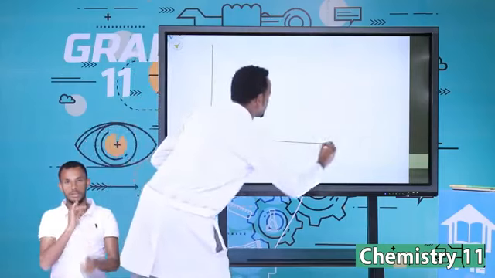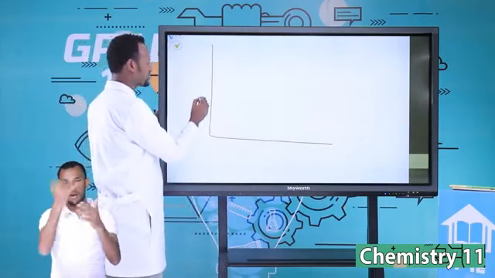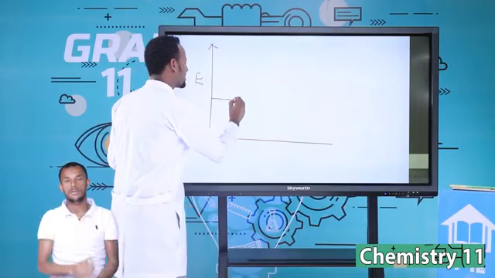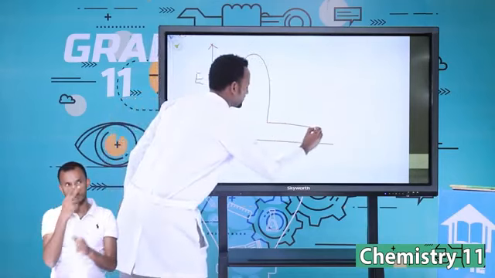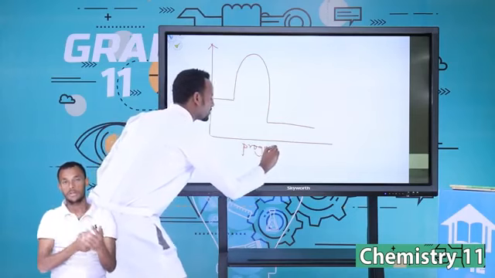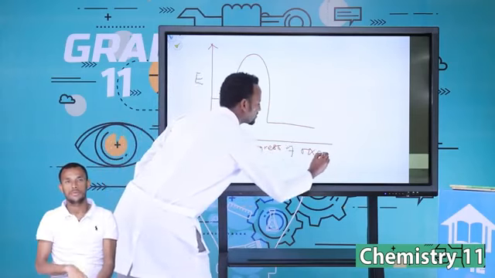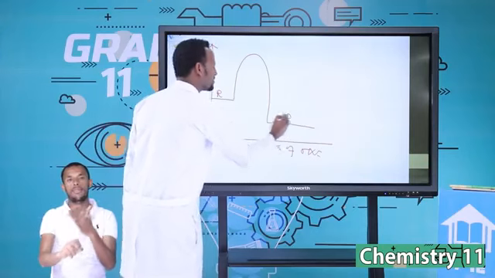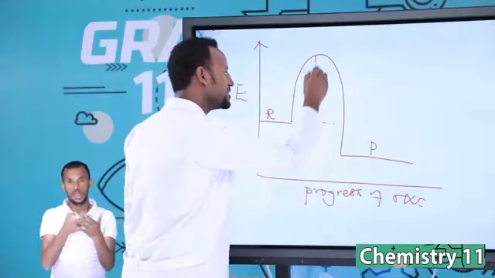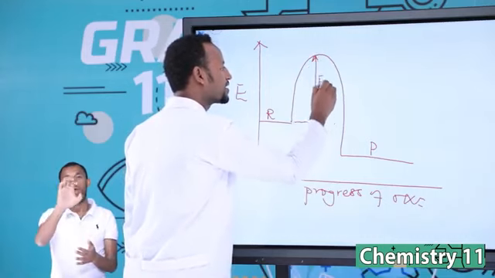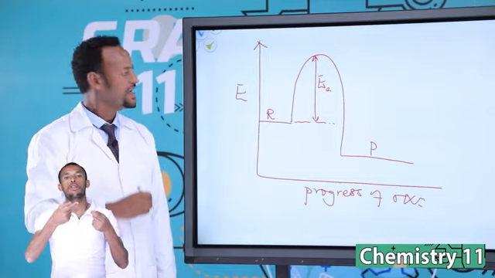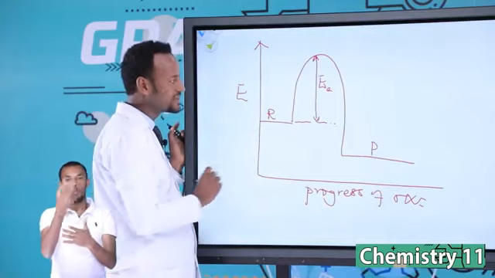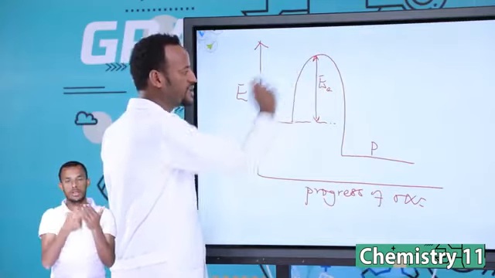This is the energy level diagram for reactant and product. This axis is energy, and this one is the progress of reaction. Let's take this one as the reactant and this one as the product. This point is known as EA. EA means activation energy. When the reactant produces product, this is the energy barrier, known as the activation energy.